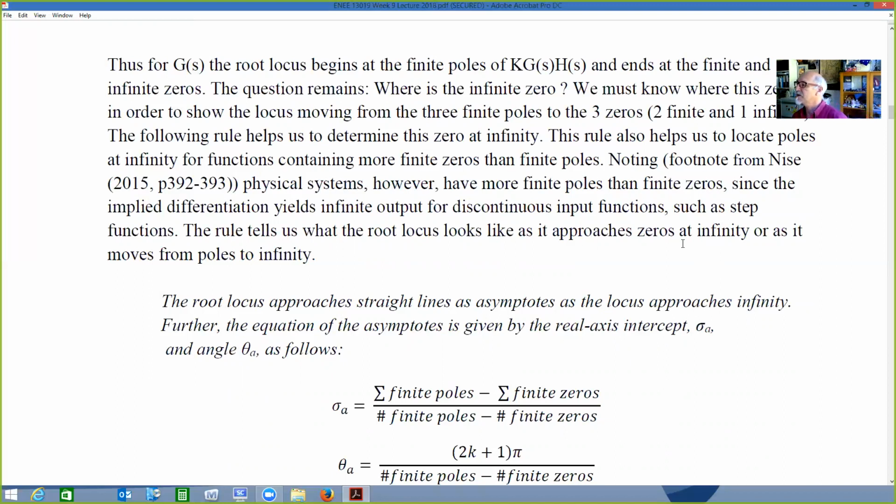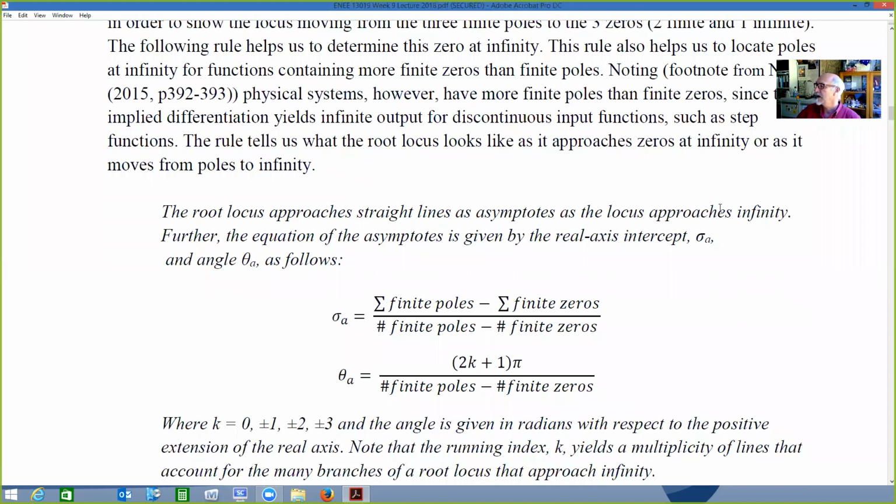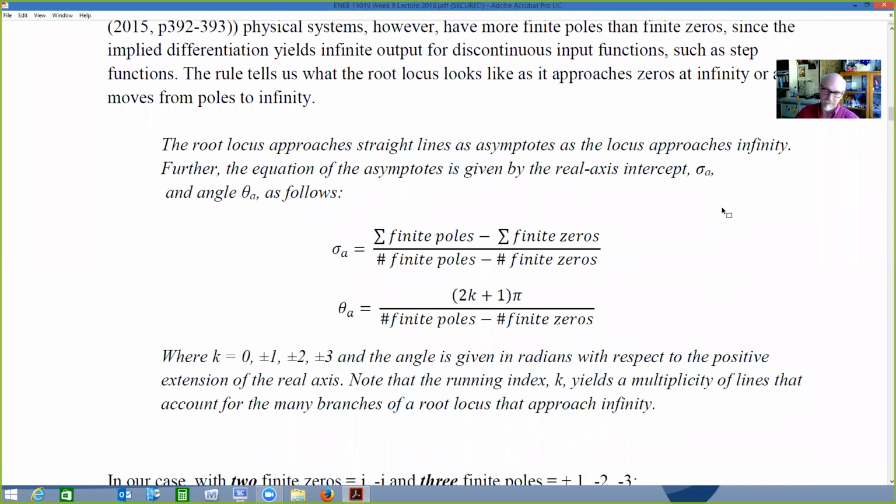The following rule helps us to determine this zero at infinity. This rule also helps us to locate the poles at infinity for functions containing more finite zeros than finite poles. Noting, again, this comes from ENEE13019, physical systems, however, have more finite poles than finite zeros, since the implied differentiation yields infinite output for discontinuous input functions such as step functions. The rule tells us what the root locus looks like as it approaches zeros at infinity or as it moves from poles to infinity. So again, this is mathematical theory. If you find that gobbledygook, just follow through the process and you'll see that the application of the mathematics does make more sense as you go.